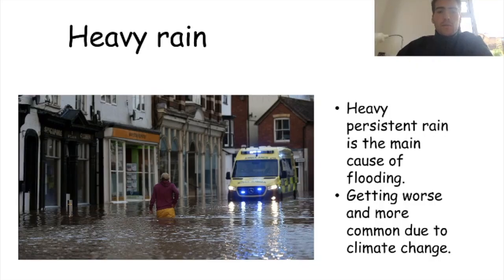Okay, now to talk about the physical causes of flooding. So the first one, and probably the most important, is heavy rain. So heavy persistent rain is the main cause of flooding, getting worse and more common due to climate change. So in the future we might see more of these really bad storms during winter. In February of this year we experienced, I think it was the wettest February on record, and that caused flooding not only in the area surrounding us but also kind of countrywide as well. So heavy rain is kind of one of the main causes of flooding.